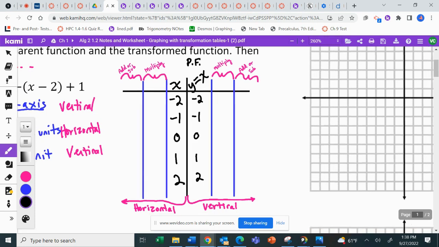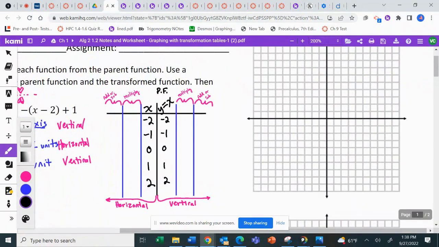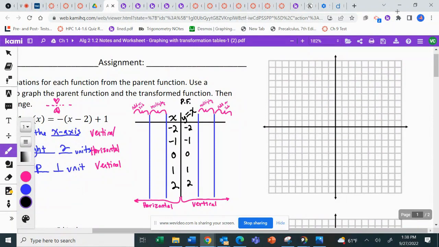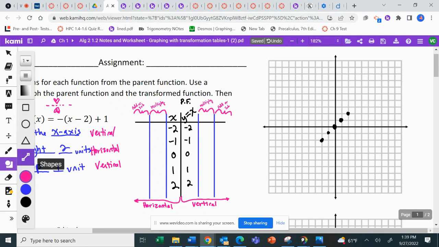Before I fill out anything here, I'm also going to graph my parent function, which we've been doing for a while. So I don't even need to, well, actually, this is a line. Maybe I need it, but absolute value, we shouldn't have to look at the table for that parent function because we've done it a lot. If you are using Kami and you can't draw straight lines, they have a line tool.